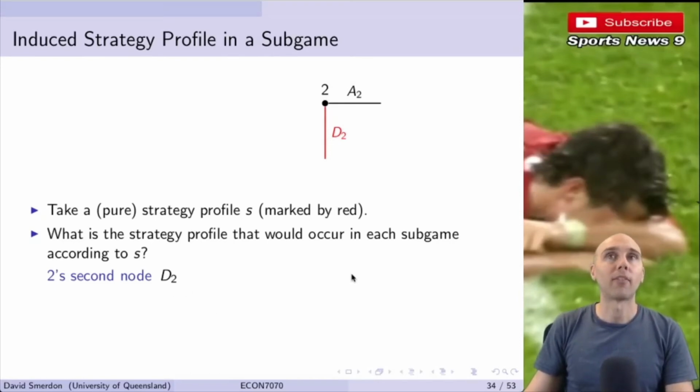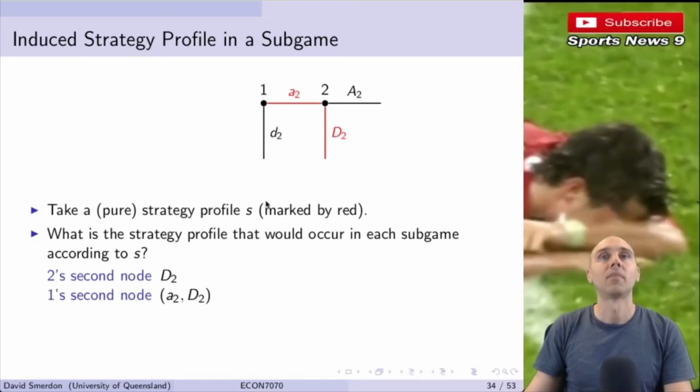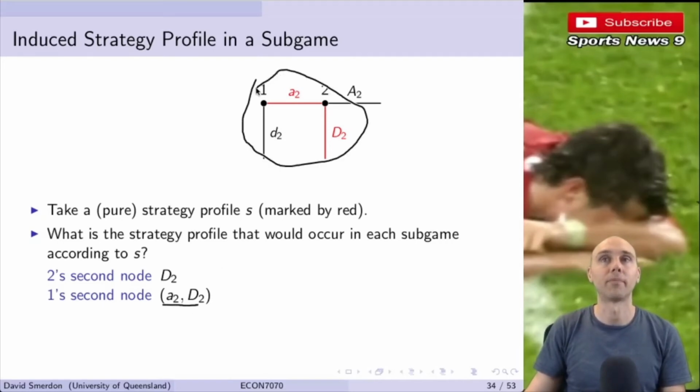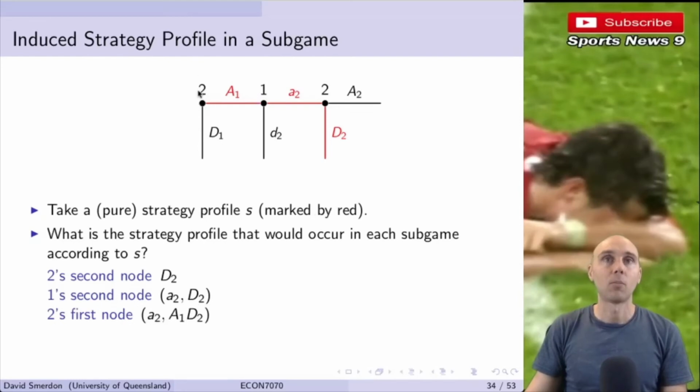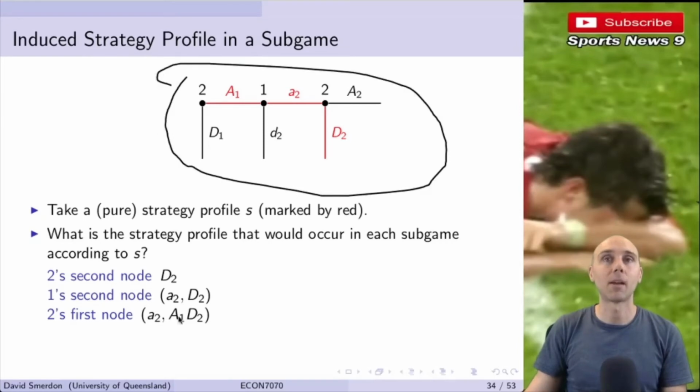What about if we go back further and we cut off the tree here at the second to last node? Well, now at this second to last node, at player 1's second node, in fact, we've got that player 1 is playing A2 and player 2 is playing D2. So that's the strategy profile that is left in this subgame. So this whole thing here is a subgame. If we cut it off at player 2's first node, we have another subgame. So this is another subgame, and in this subgame, the strategy profile is player 1 plays A2.